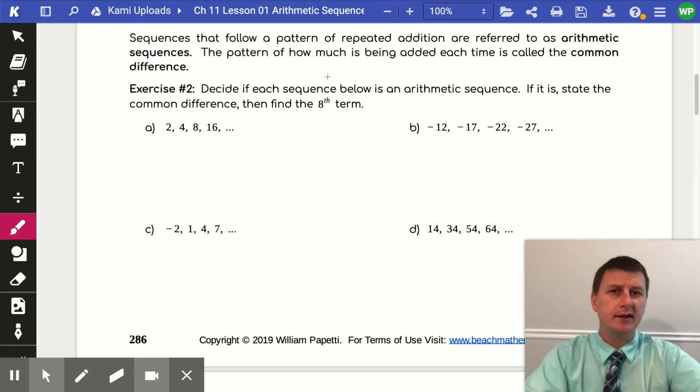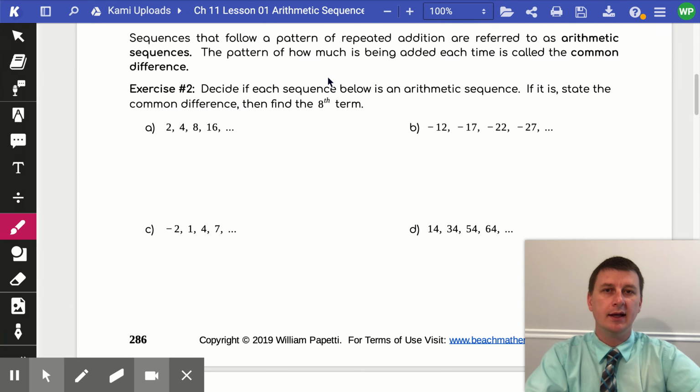So this is basically the same thing as exercise number 1, but in addition to saying what the common difference is, which we just called the pattern in exercise number 1, now we're going to call it a common difference. We also want to say if it's adding the same amount over and over and over. Okay? So let's take a look at part A.